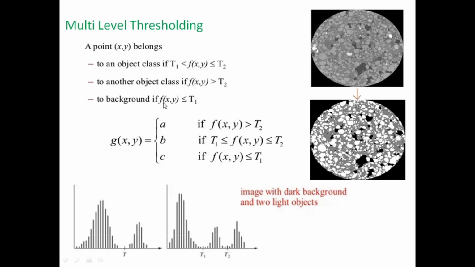For the background, that means if f of x comma y is less than or equal to t1, and I have taken the value of t1 as 120, the pixels with brightness levels less than or equal to 120 come under the black object. The same thing I have depicted here. You can see an image with a dark background and two light objects. This one is completely white and this is some light shade, of course actually a gray shade. So this is the concept of multi-level thresholding.